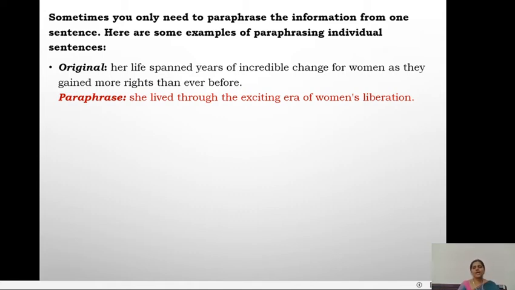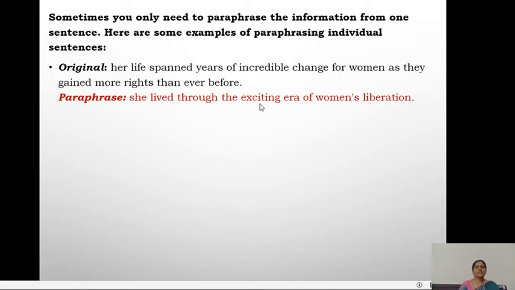Original: "Her life spanned years of incredible change for women as they gain more rights than ever before." This is a long and lengthy sentence, and now you are trying to paraphrase it. Once you read that, what you understand, you try to put in your words: "Her life spanned years of incredible change for women."